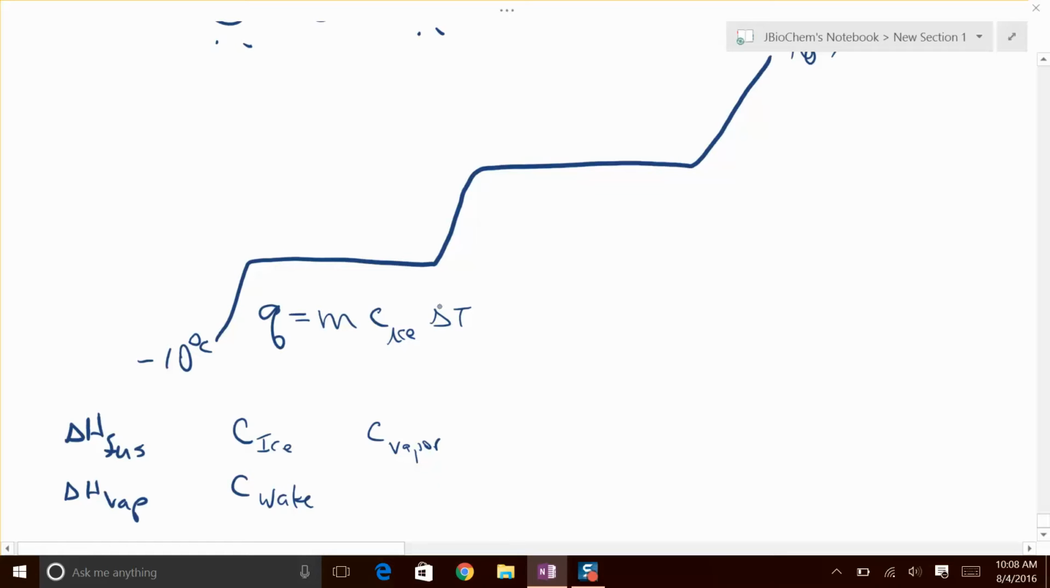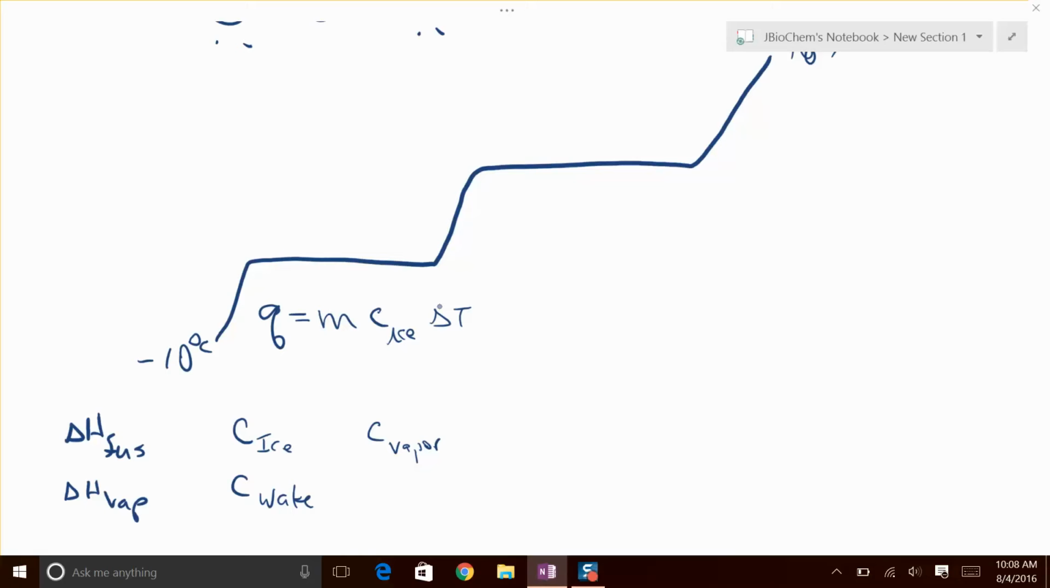How do I find the delta T here? Final minus initial. Okay? And it depends on which way you're going. So here I'm going from negative 10 to 0. So 0 minus negative 10. So it's a 10 degrees Celsius change in the positive direction. Okay? So if I'm going up, it's always a positive change. If I'm going down, it's always a negative temperature change.